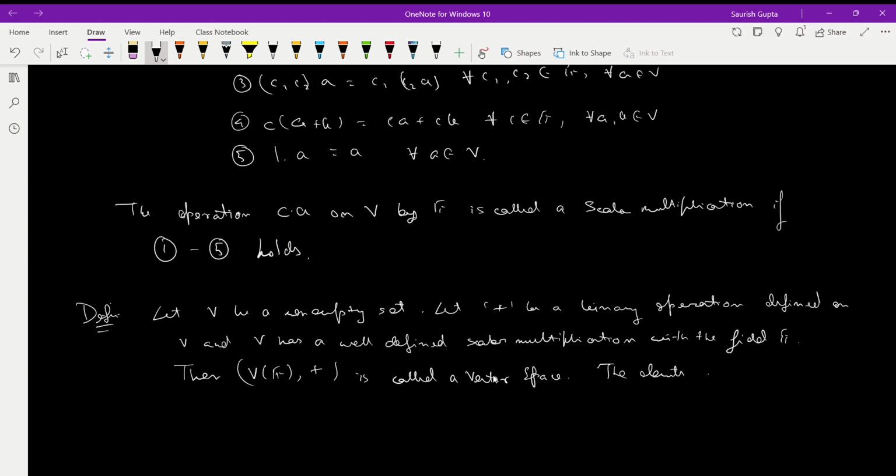The elements of V are called vectors, and the elements of F are called scalars. Okay, so that's the precise definition of what a vector space is.